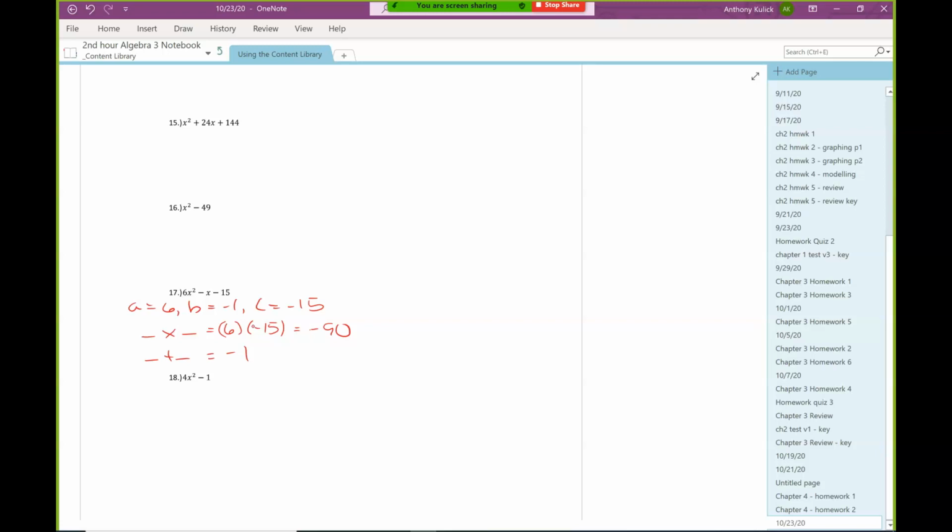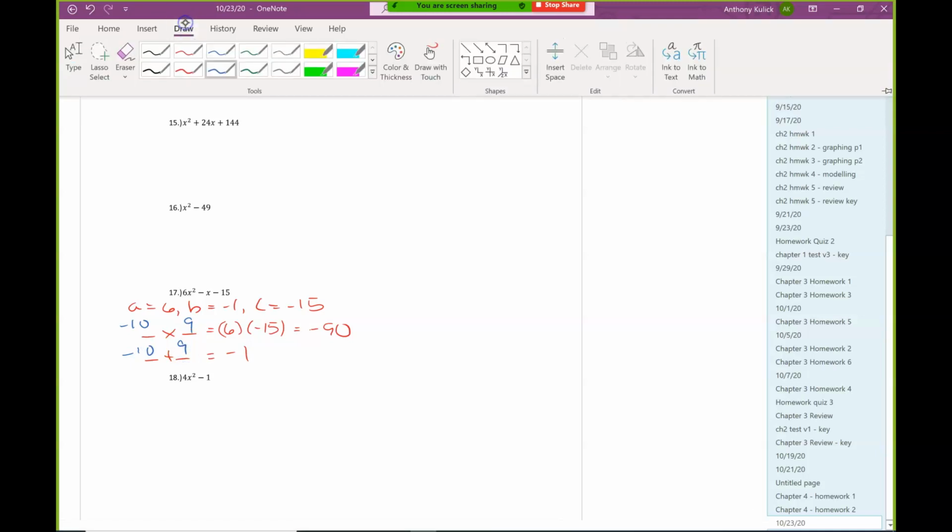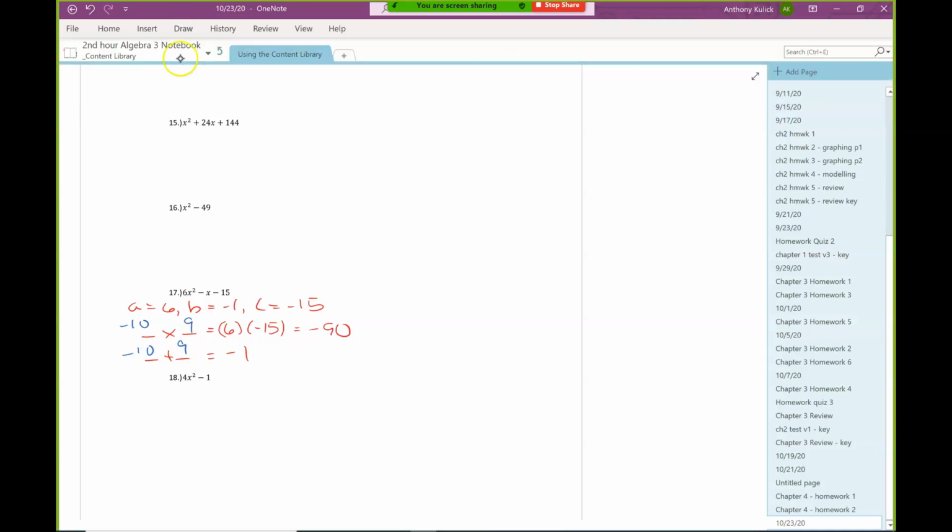Now, without writing these all out, does anybody see what the two numbers are right away? It's relatively easy to see. Close. And +9. Very good. So those will multiply to give us -90 and add to give us -1. It was relatively easy because the 10s make it easy to find that.